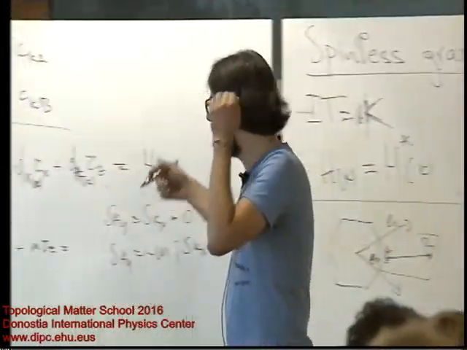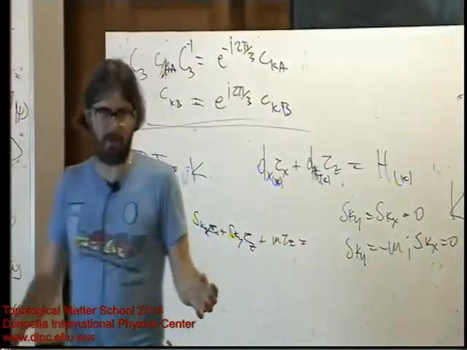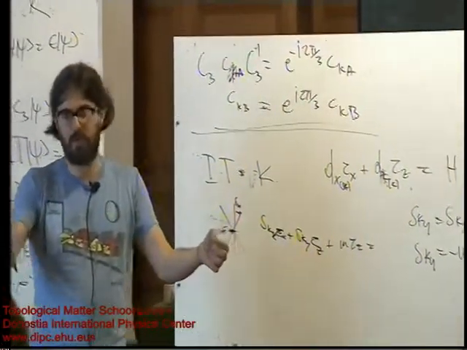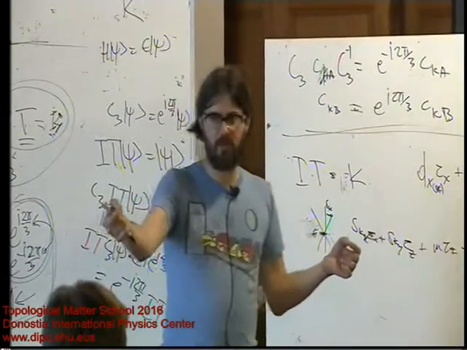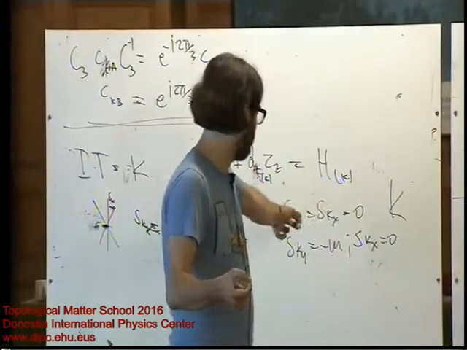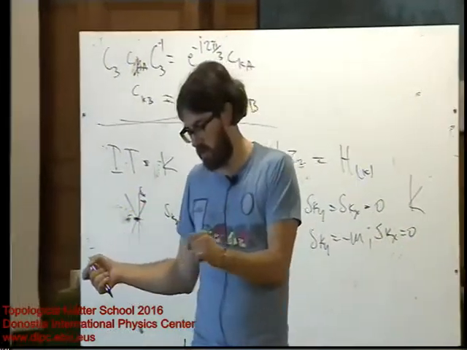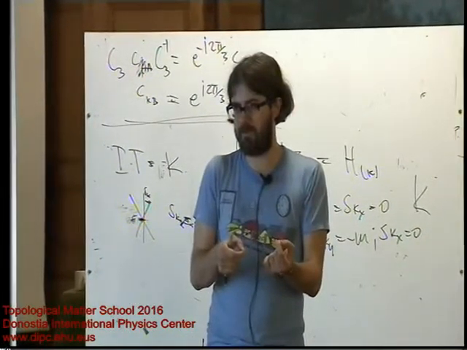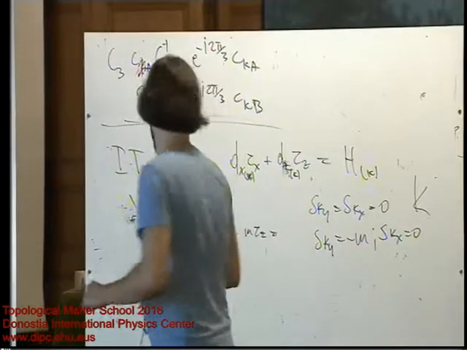You can clearly see there's no mass that I can add here that will completely gap the point. So I moved it off the C3 invariant point in the Brillouin zone. I moved it inside the Brillouin zone, but it's still there.